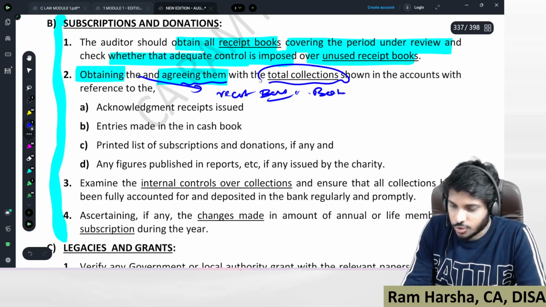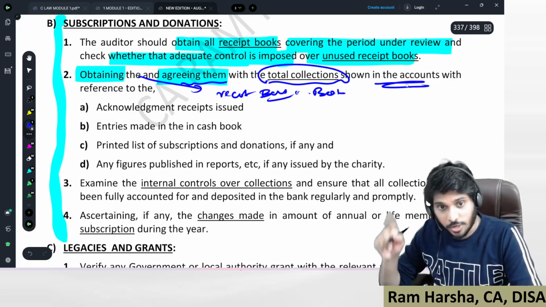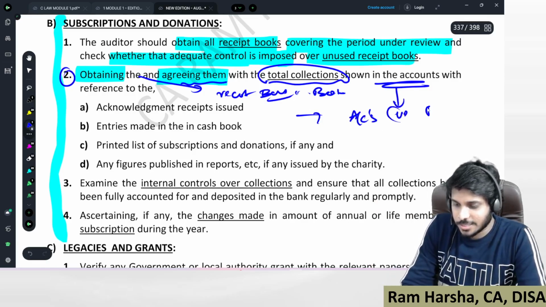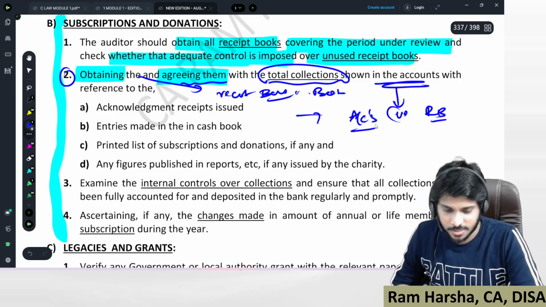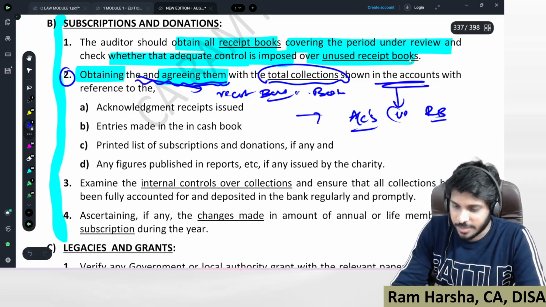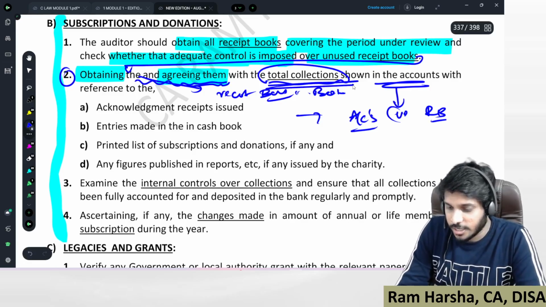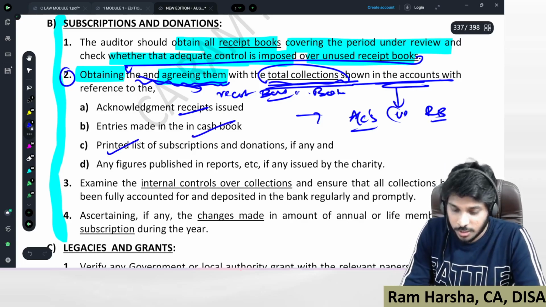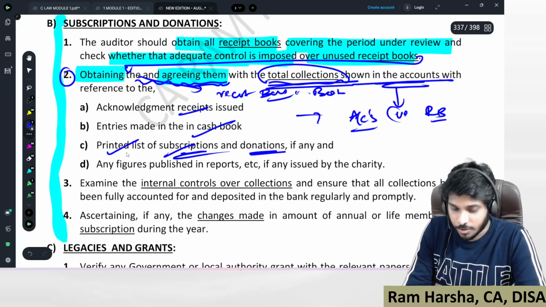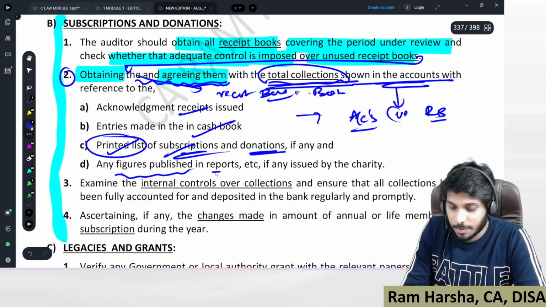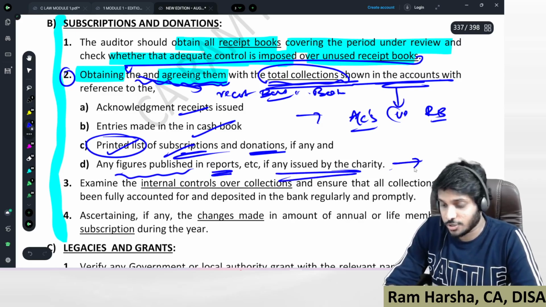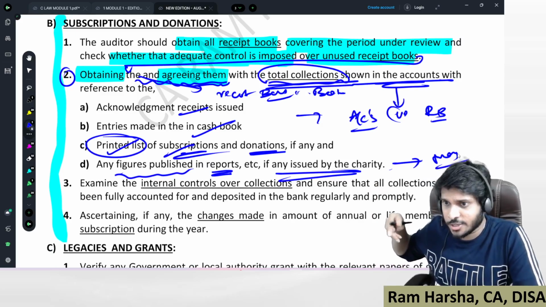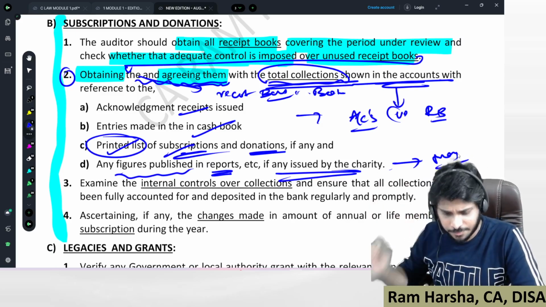Whatever the total collection shown in the accounts, this second point is regarding compare accounts versus receipt book. Compare accounts versus receipt book. Obtaining them and agreeing them means nothing but actually it's a continuation. Okay, with the total collection shown in the accounts with reference to acknowledgement receipt, how the entry is made in the cash book. So whether subscriptions, donations, that list you take, any figures published in the reports etc. issued by charitable institute. Suppose they are releasing magazines, in the magazine somewhere in the end they are printing how much subscriptions we collected, all that. Cross verify with that other information.